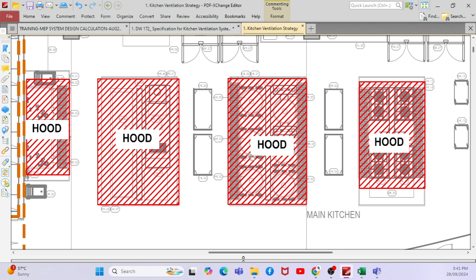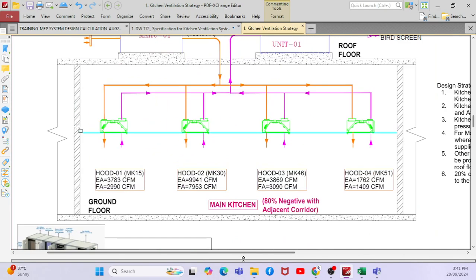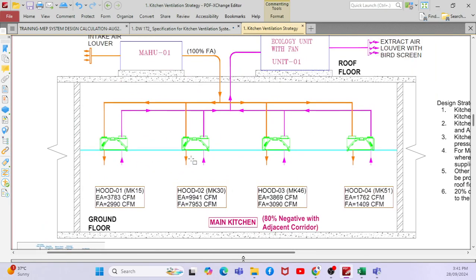When I go to one of the ventilation schematic diagrams, you can see one of the main kitchens with multiple hoods. This is the exhaust requirement, and for the fresh air, we normally create 85% to create negative pressure. 85% depends upon the consultant. Some consultants use 80%, some use 85% to create negative pressure. This is the way you can calculate the exhaust airflow requirement for each and every appliance.